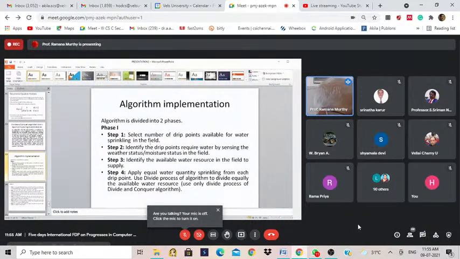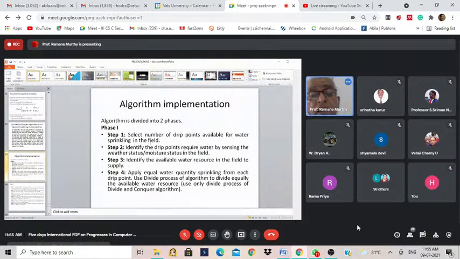water by sensing the weather status and moisture status on the field. Then the third step is, it will identify the available water resource in the field to supply. Then you need to divide the entire available water equally to every drip. Therefore, apply equal water quantity to sprinkle from each drip point and use the divide process of the algorithm to divide the available water resource equally.